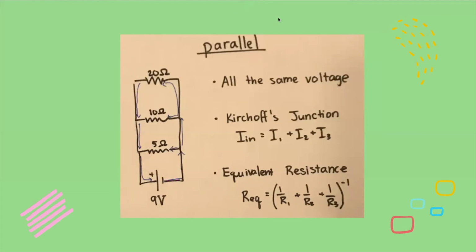Right? So, parallel rules then. Each path in parallel has to have the same voltage as each other. That means the 20, the 10, and the 5 would all have 9 volts. They use up 9 volts, or 9 joules, for every coulomb of charge that passes through. And those 9 volts came from the battery. So along each path, the battery puts out 9 volts and the resistor uses up 9 volts.